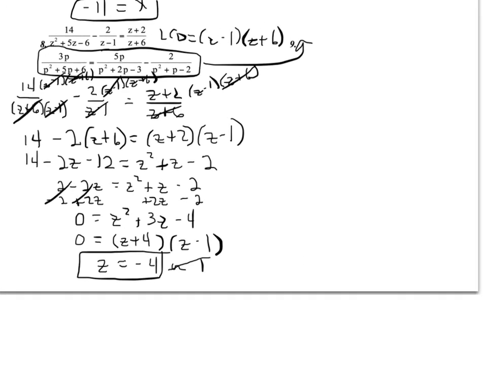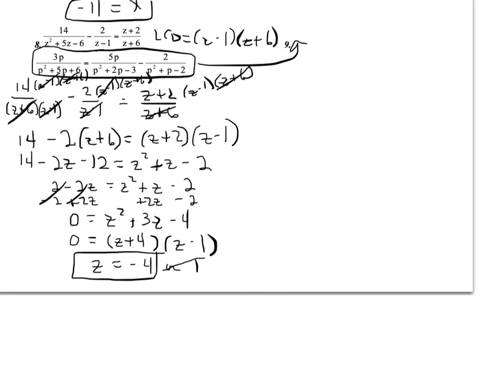Now, as we look at problem number 9, what I want to do is recopy it, but I'm going to recopy it with the denominators already factored. So 3p is my first numerator. The p squared plus 5p plus 6 will factor into p plus 2 times p plus 3. I have my equal sign. My second fraction, 5p, is the numerator. And to factor that denominator, p squared plus 2p minus 3, means it would factor into p plus 3 times p minus 1.